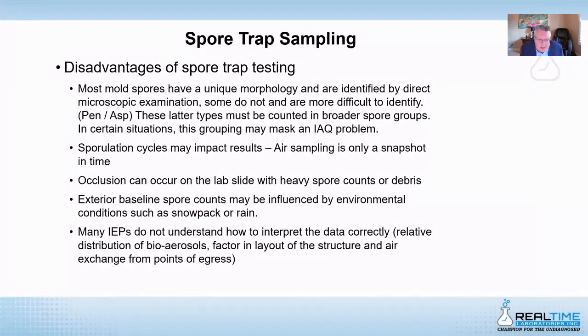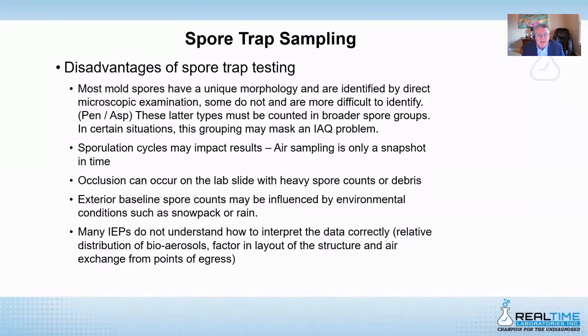And then the other thing that I see quite commonly is that most IEPs don't take the time or haven't been trained to actually understand that spore trap result. One of the great things to look at is the relative distribution of bioaerosols, in other words, the percentages. So we should have, in a normal fungal ecology, the same molds on the outside and the same percentages as what we have on the inside. And the counts, and certainly there should be less on the inside than the exterior, of course. But look at those percentages.